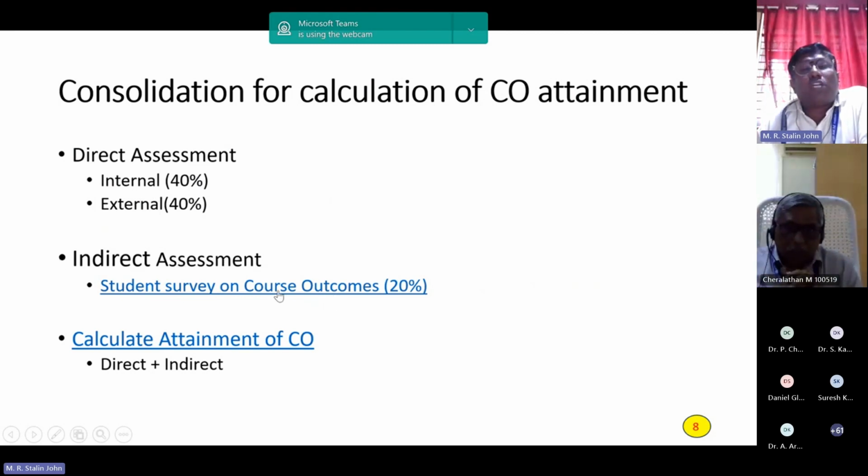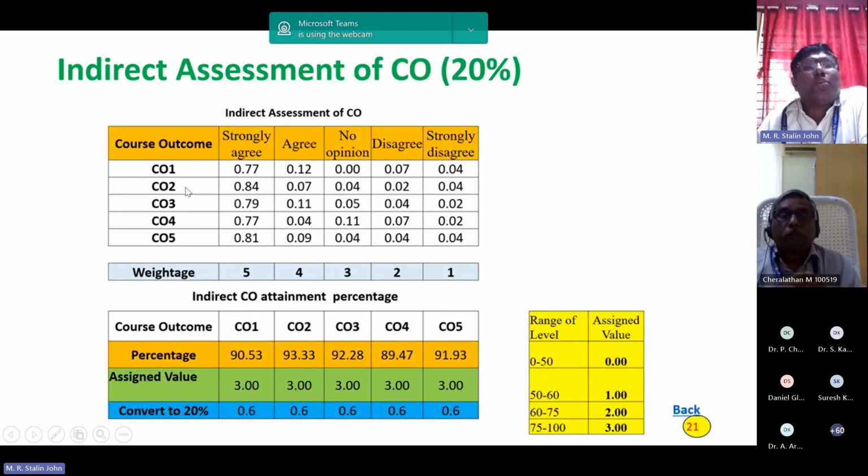The student course outcomes are 20%. The student course outcomes are received from the students. We have to collect them at the end of the course. For each course outcome, how many strongly agree, agree, no opinion, disagree, and strongly disagree. From that, the weightage is given as 4, 3, 2, 1. Then we should calculate each percentage.